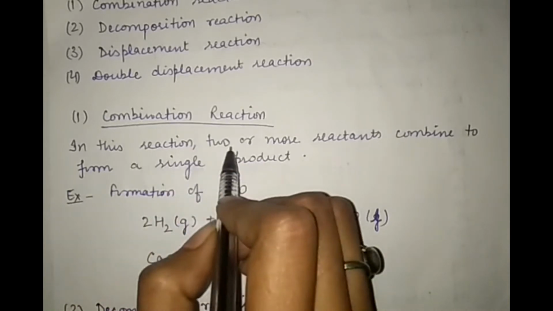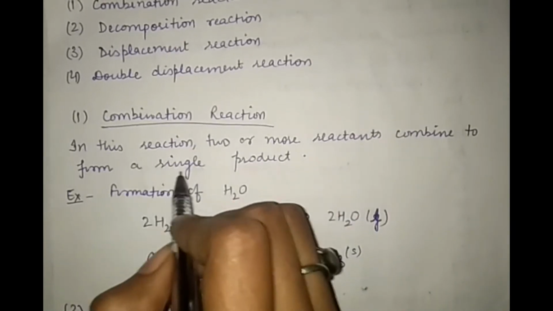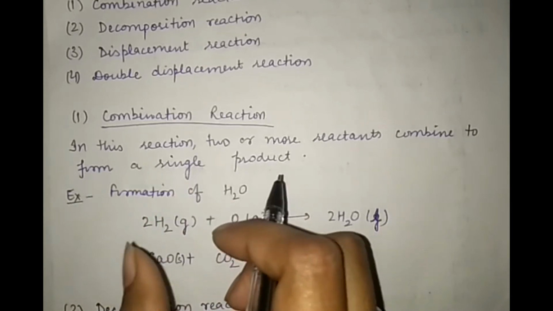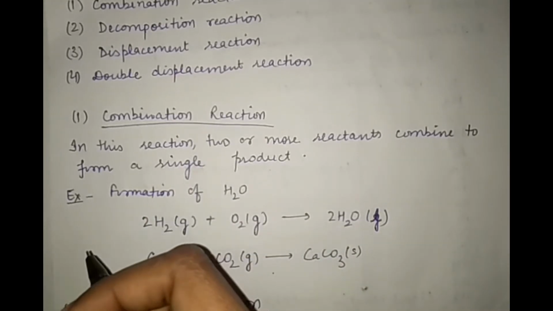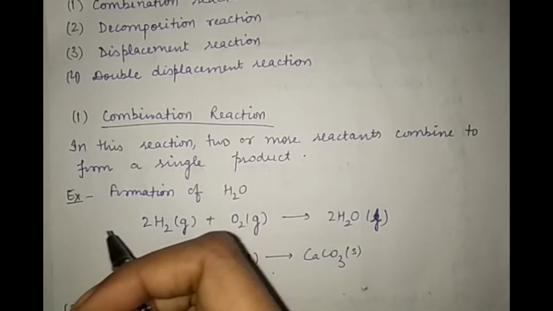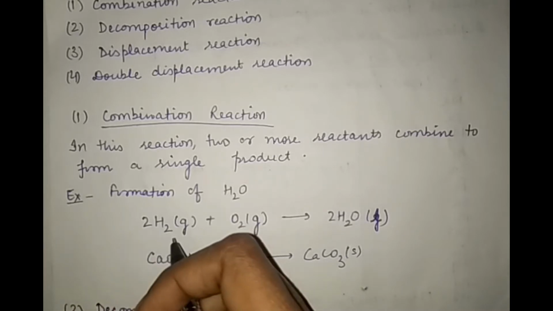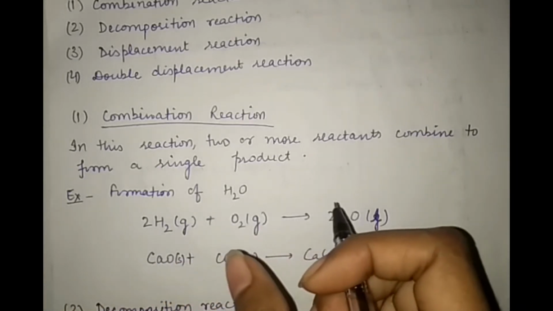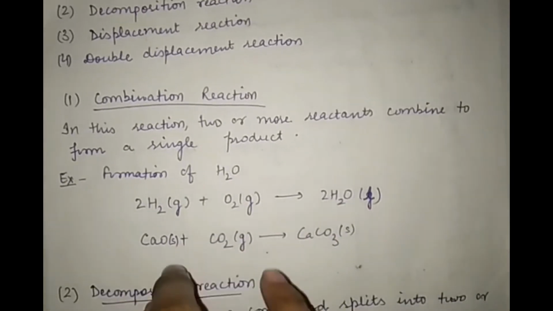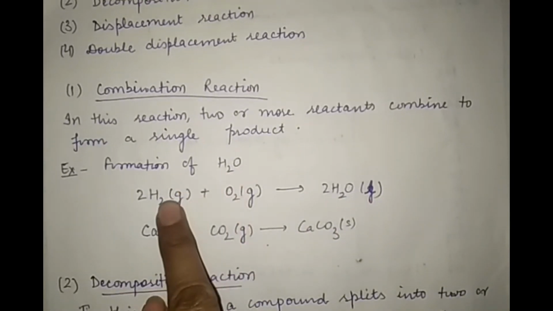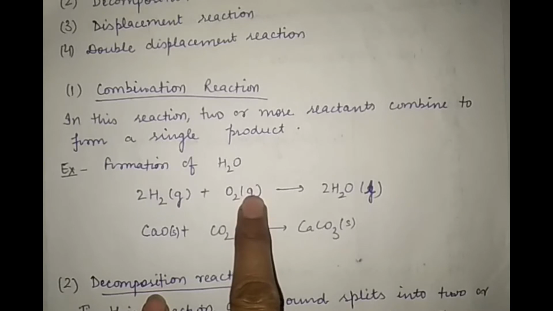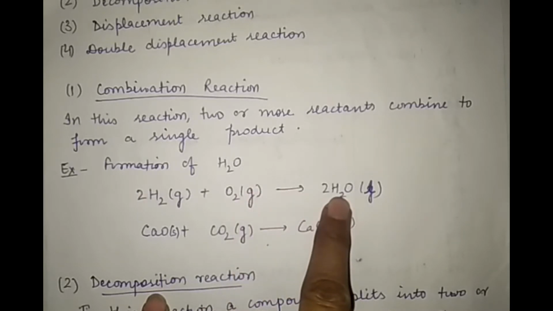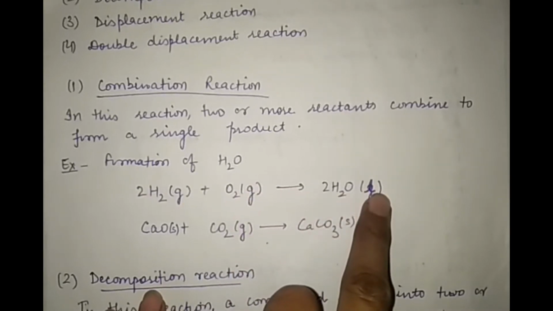In this reaction, two or more reactants combine to form a single product. Whenever in a reaction two or more reactants combine together to form a single product, we term that reaction as a combination reaction. Like in the formation of water, hydrogen gas and oxygen gas combine together to form a single product, that is water, which is liquid in state.